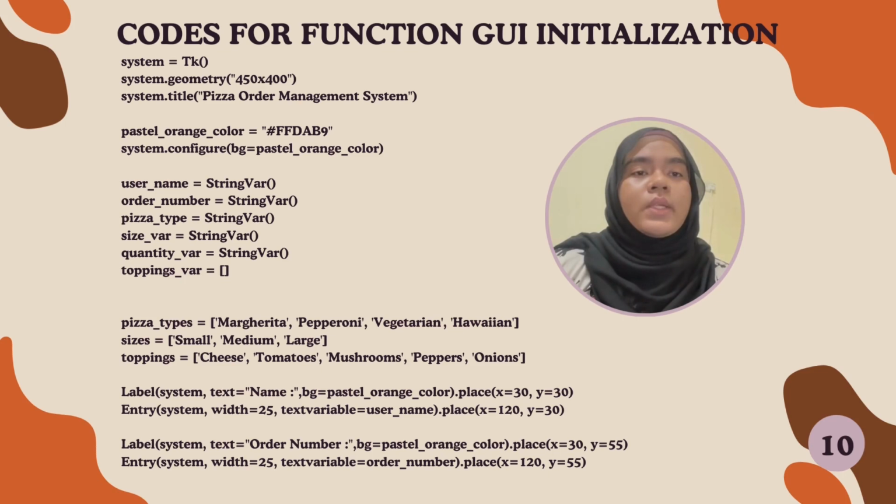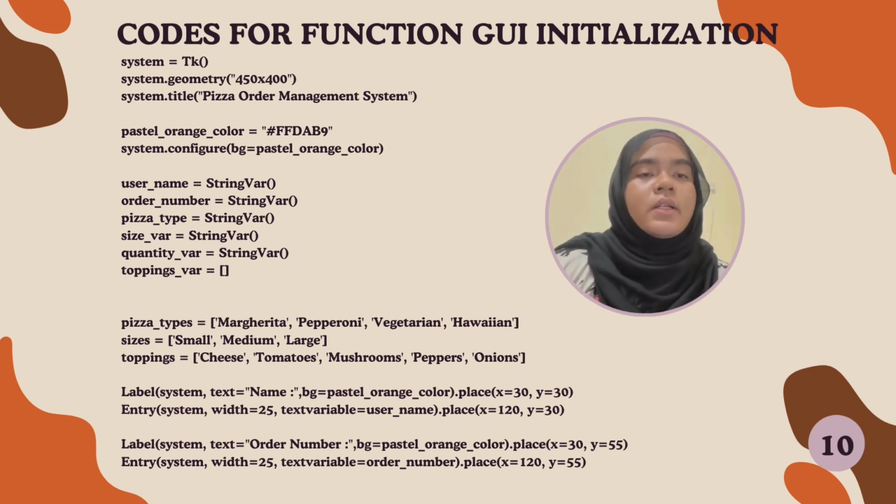And this list will be used for drop-down menus or other input elements later in the code. Okay, next is label system text name, bg pastel color, place x30 and y30. This creates a label widget with the text name and places it at coordinate x30 and y30. Okay, next is entry system with 25, text variable username, place x 120 and y is 30.